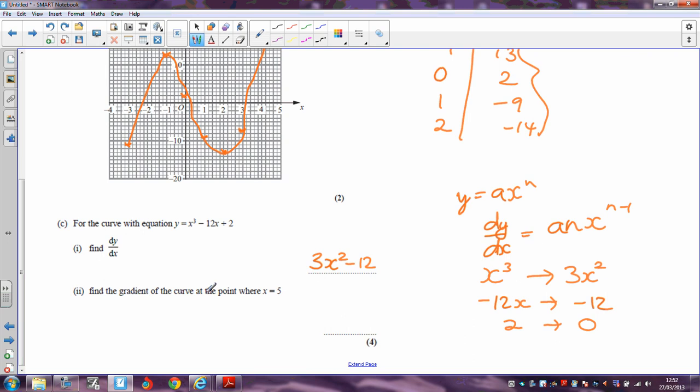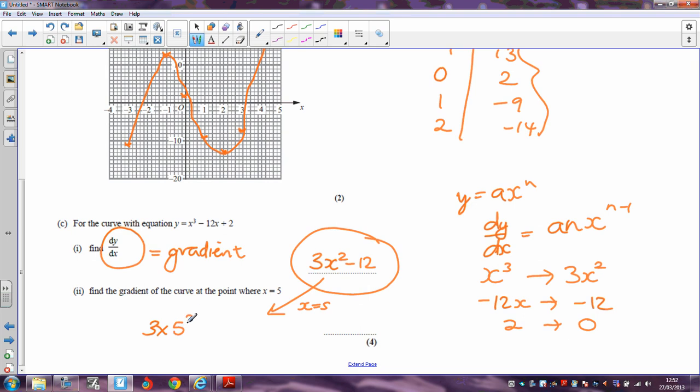Question then says, what's the gradient of the curve when x is 5? Well, we know that dy by dx is the gradient. So if we want to find the gradient of the curve when x is 5, all we need to do is put x equals 5 into this equation. So I'm going to do 3 times, now x squared means I'm going to square the 5. I'm not going to do 3 times 5 and square it. I do 3 times 5 squared, take away 12. Well, 3 times 5 squared, that's 3 times 25, and then I'm going to take away 12. Well, that's 75, take away 12, which is 63. So the gradient of the curve when x is 5 is 63. Very steep.